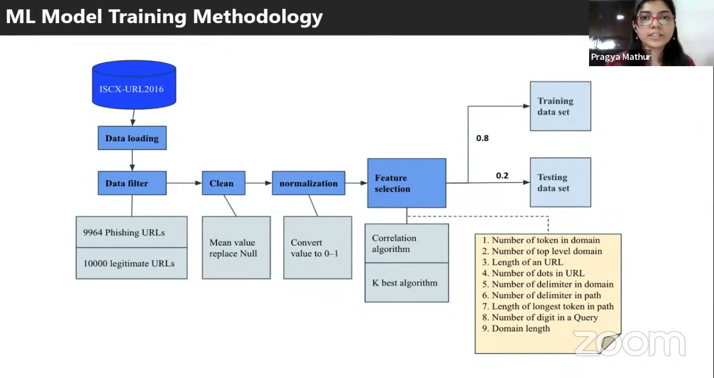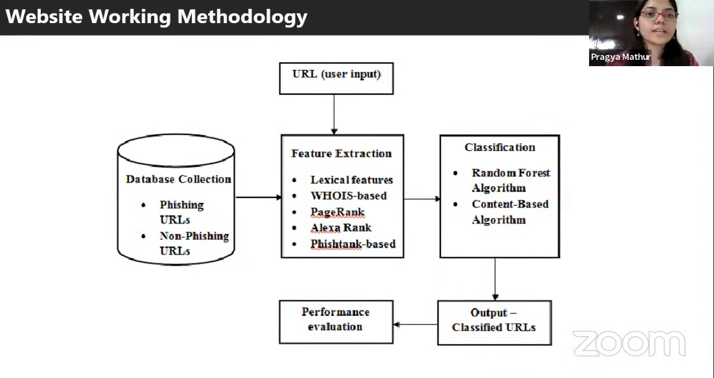That means we are going to replace the none values with the mean values. After that, normalization, so the values are converted into 0 or 1. And after that, we have selected 27 features from the correlation algorithm on which our data set would be working. Moving forward, we'll divide our data set into 80% training data set and 20% test data set.